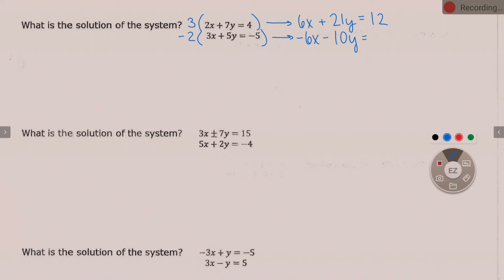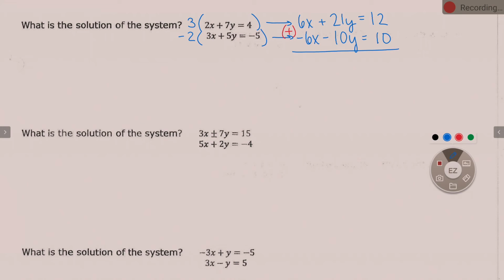Okay, I heard plus negative 10y. I wrote minus 10y. Same thing. I don't care what you write. Equals positive 10. Now, because I have a positive 6 and a negative 6, I have opposite signs. How does it cancel? It cancels when I add. So I'm going to add my two equations together.